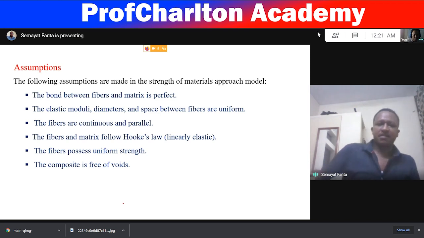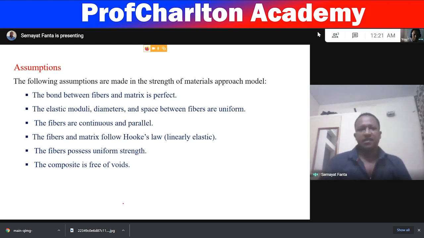The basic assumptions in the determination of the elastic constants: the bond between fiber and the matrix is considered perfect. That means there is no interfacial debonding between fiber and the matrix. At the point where fiber and the matrix are connected or bonded, the interface should be perfect.